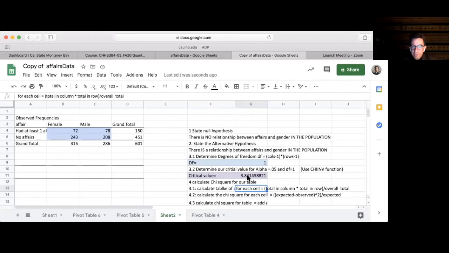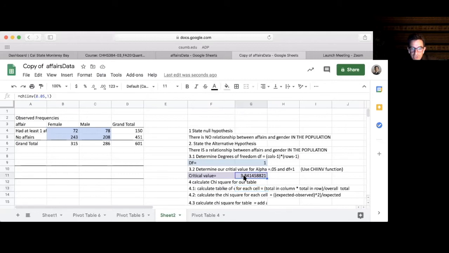right? If we were sampling from a population where there's no relationship, 95% of all the chi-square values for these tables coming from this population would be 3.84 or less, right? We would only get chi-square statistics higher than that number less than 5% of the time if we were sampling from a population where there's no relationship.